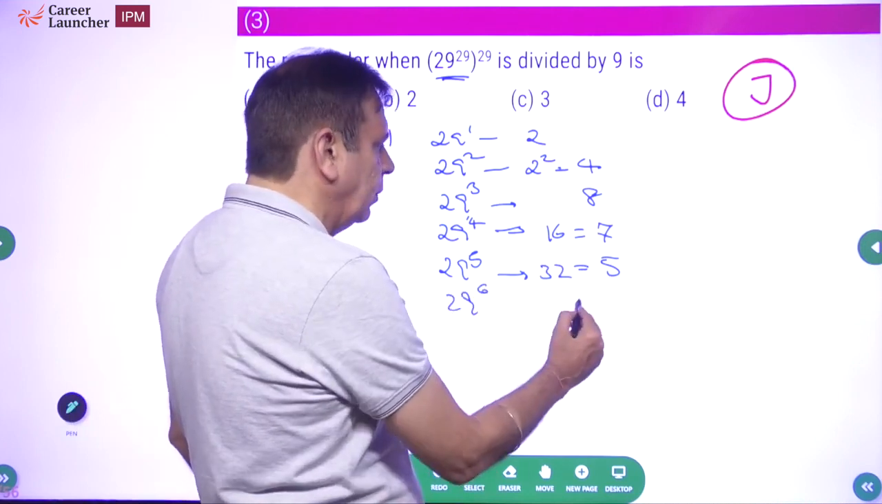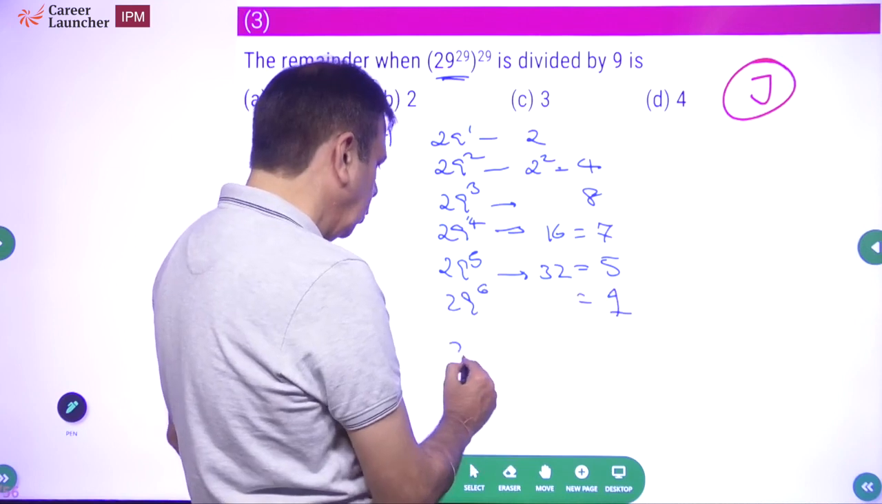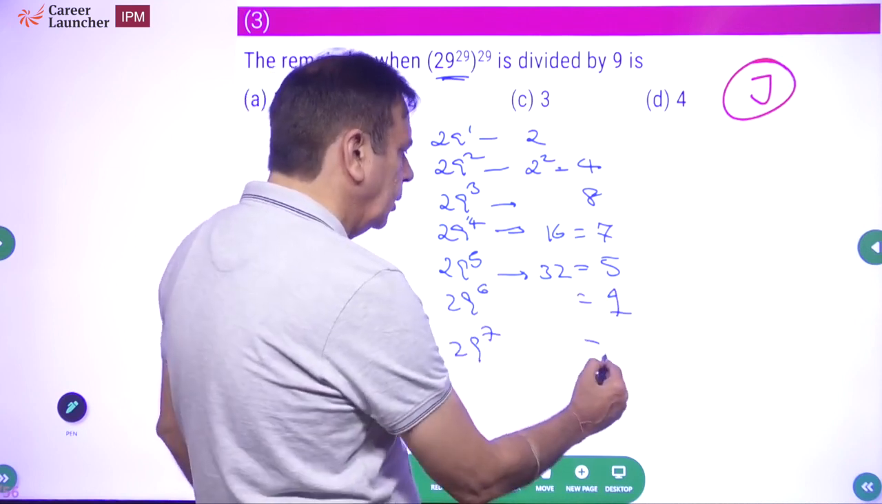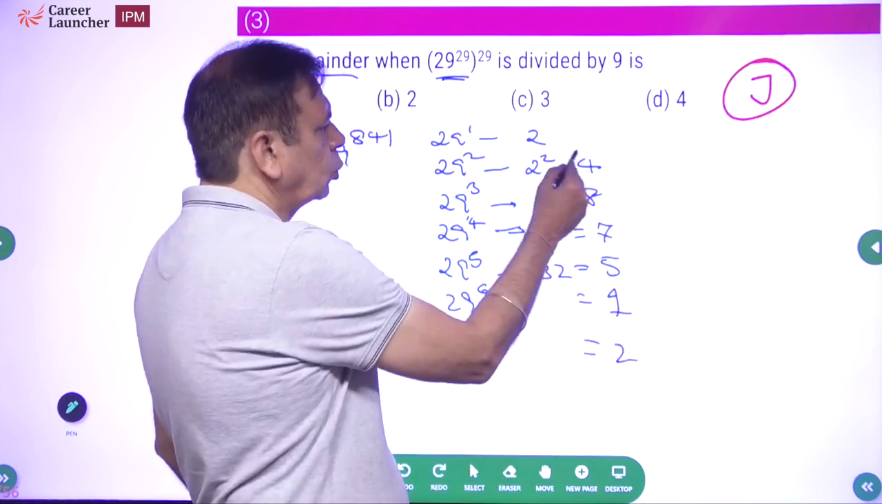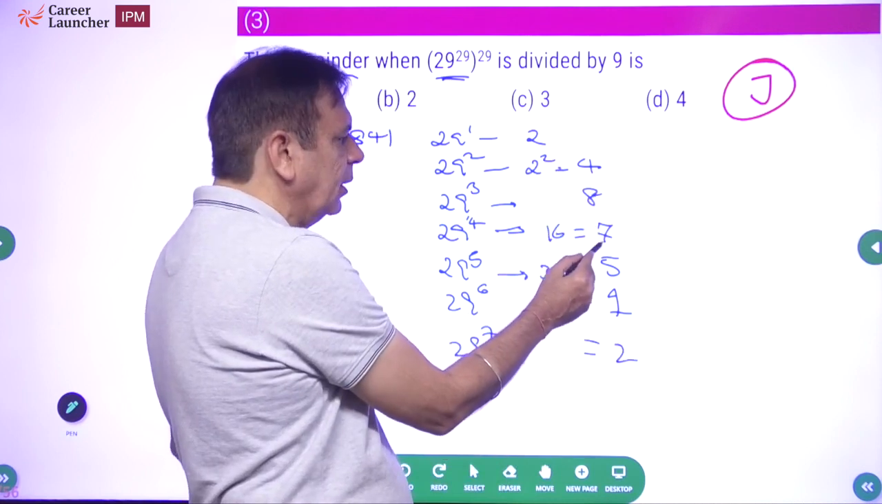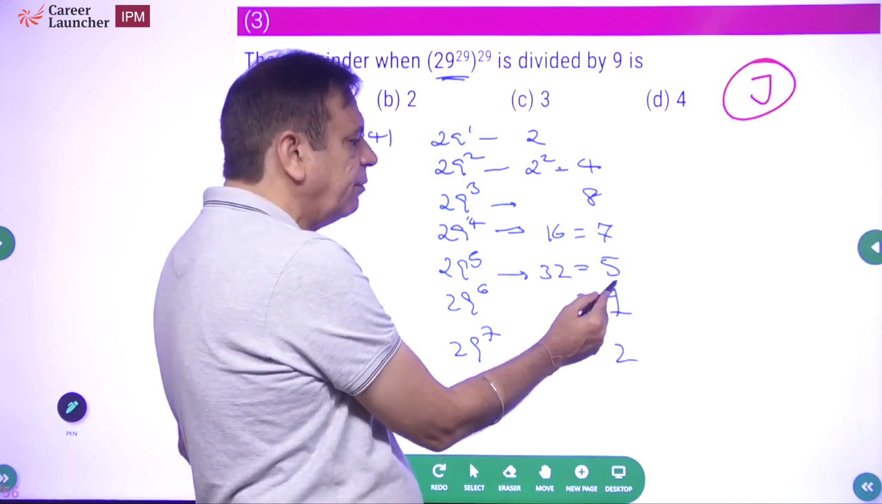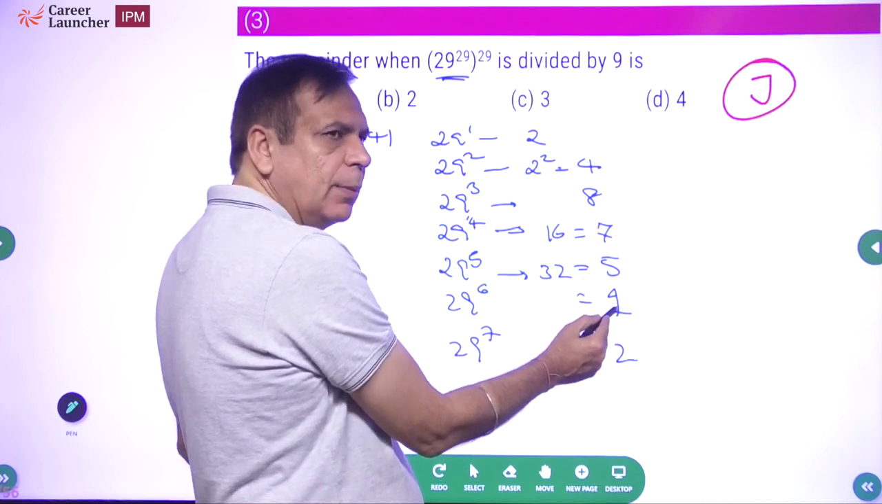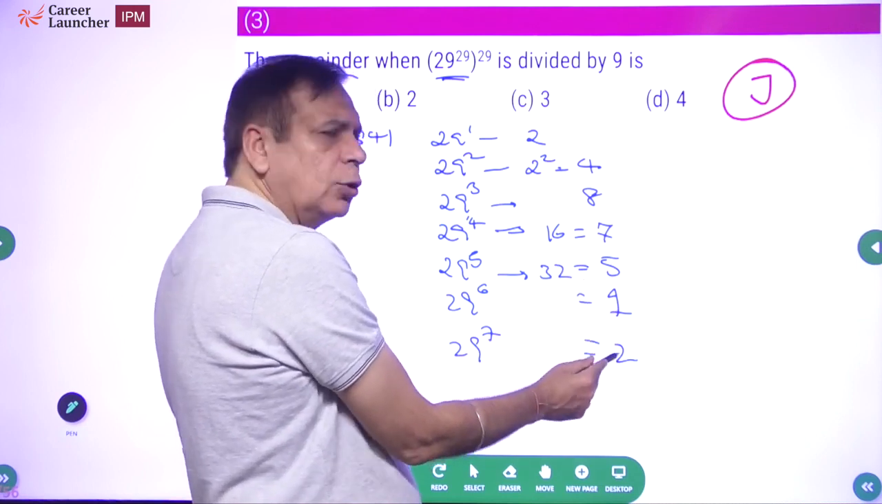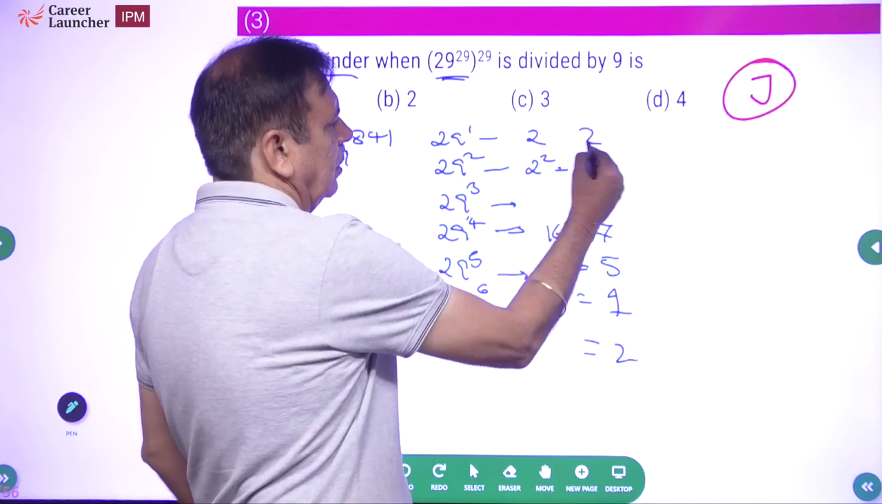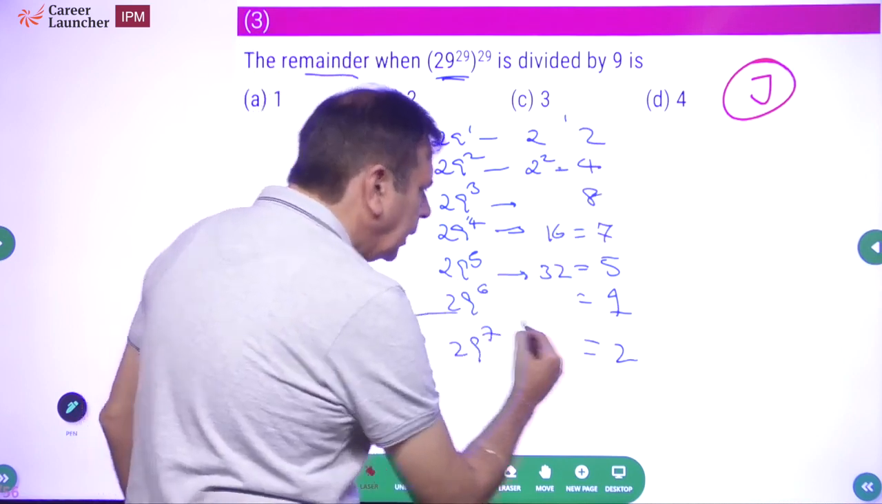29 to power 6 will be 10, which means 1. 29 to power 7 will be 2. Double. So 2, 4, 8, 16 means 7. 7 to the 14, 14 means 5. 5 to the 10 means 1 plus 0, 1. 1 ka double 2. Can you see a pattern? Okay. So what is the pattern? This is the pattern.